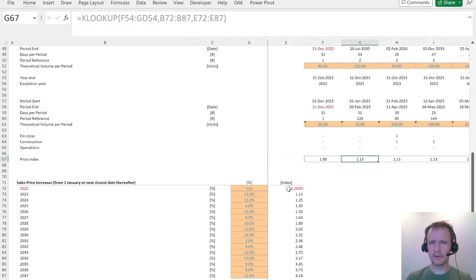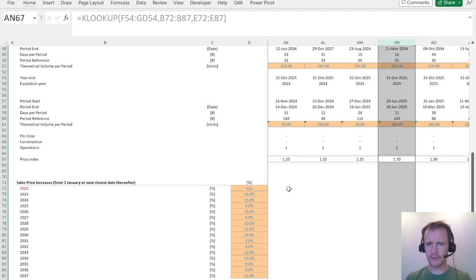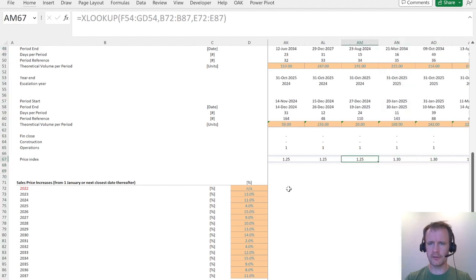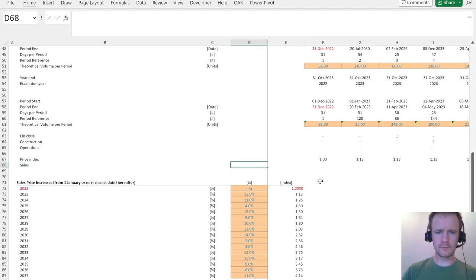Let's see, we got our first increase, January 23, yes. The next increase kicks in, yes, in the first period that fully falls in January. Check one more. Next increase kicks in, first period fully in January, yes. Okay, good, happy days. So I've got the volume, I've got the price index, so then it's just sales.